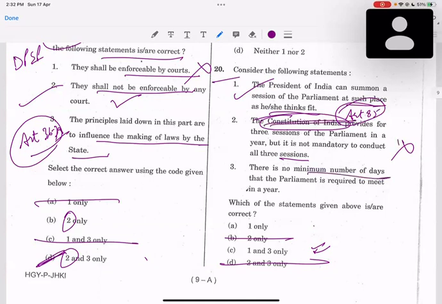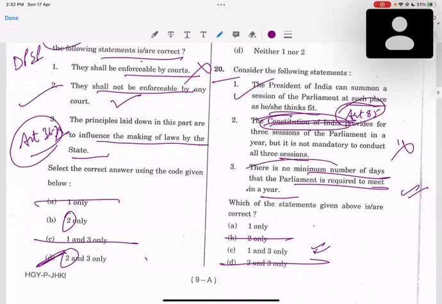Second, there is no minimum number of days that the Parliament is required to meet a year. Yes, this is right. There is no minimum number of days. The Constitution only provides that the gap between two parliament sessions should not exceed six months. That's it. It doesn't provide for the number of days.